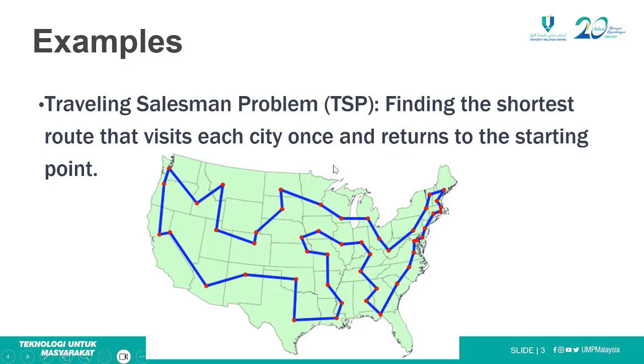When we have a lot of points or cities to be visited, of course we need to plan our route. The traveling distance must be the shortest, or maybe the traveling distance should be the cheapest, and so on. So we need to identify the best route in order for us to visit the cities.